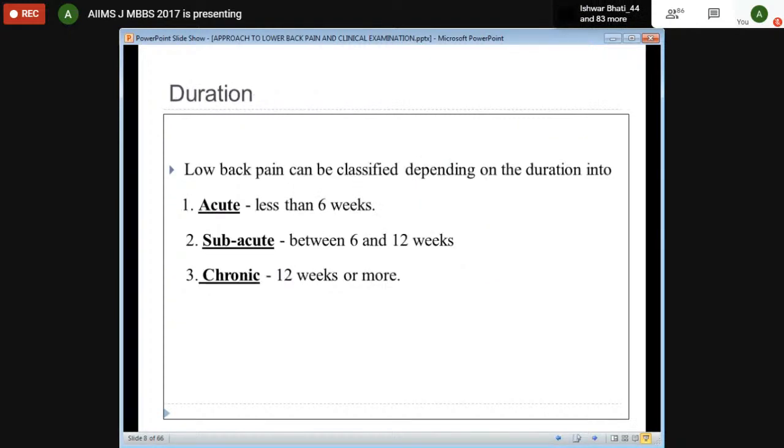Duration. Most of you, I think, are aware of what is acute pain, subacute pain, and chronic pain. Acute pain is usually less than 6 weeks. Pain lasting 6 to 12 weeks is subacute pain. And pain lasting more than 12 weeks is chronic pain.